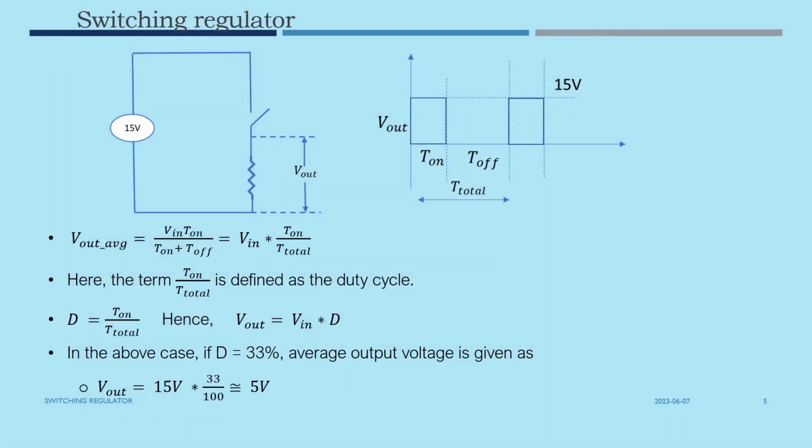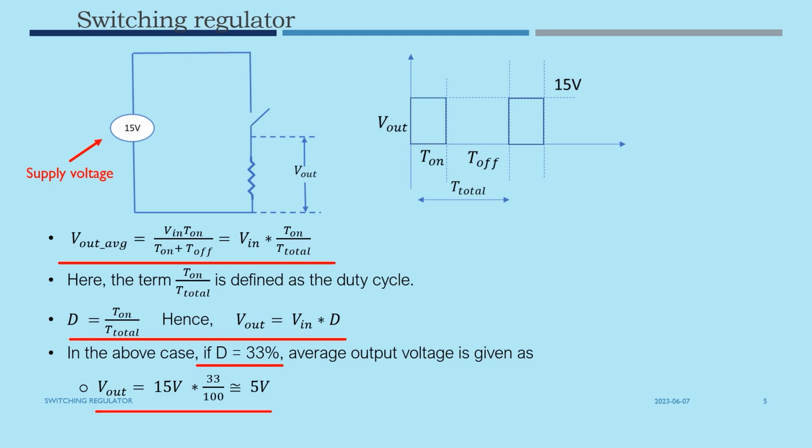Let the input voltage be 15 volts. We saw that Vout average is equal to Vin into T on by T total. The term T on by T total is defined as the duty cycle. On substituting this in the previous equation, we get Vout is equal to Vin into D, where D is the duty cycle. For example, if duty cycle is 33%, then the average output voltage is given as 15 volt into 33 by 100, that is roughly equal to 5 volt.